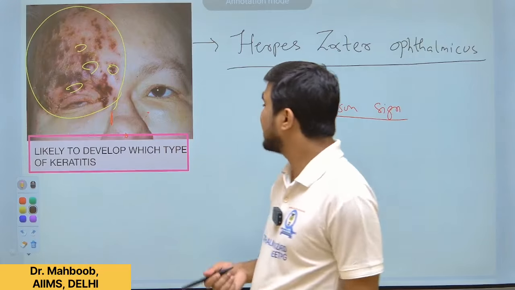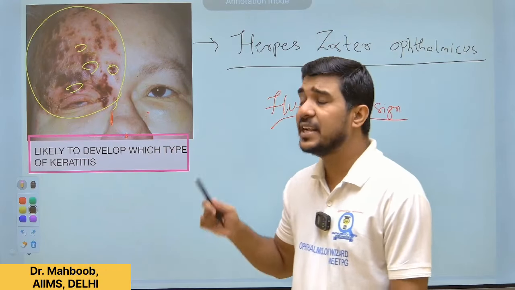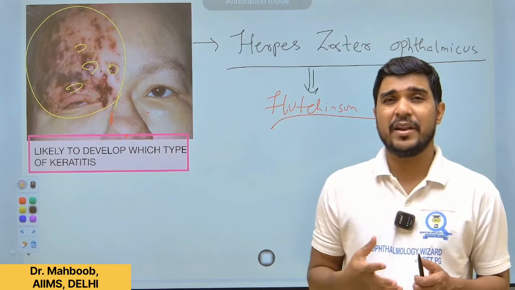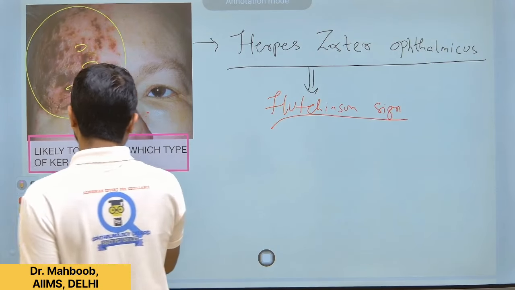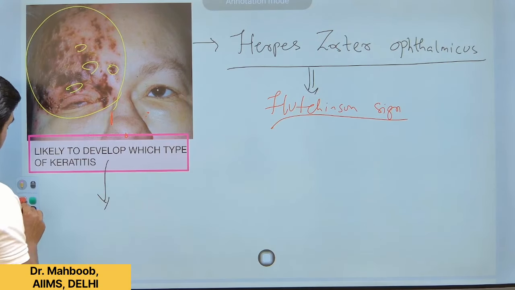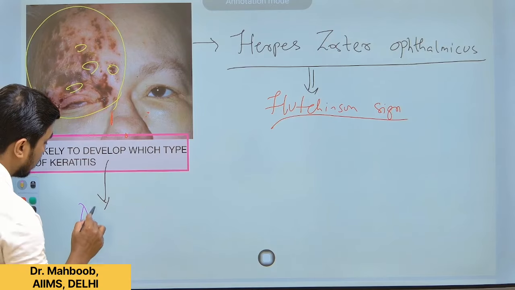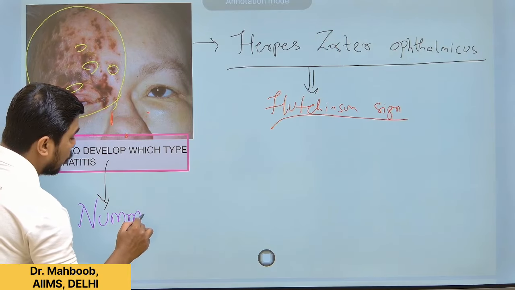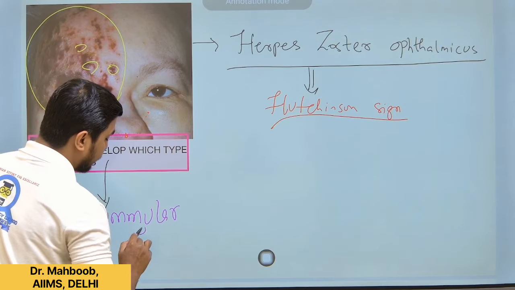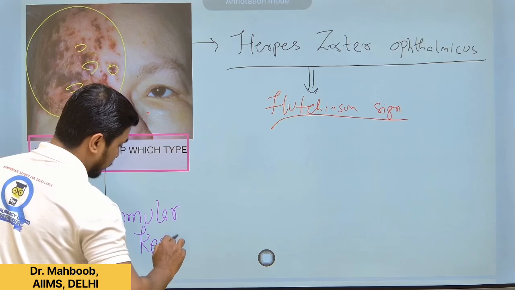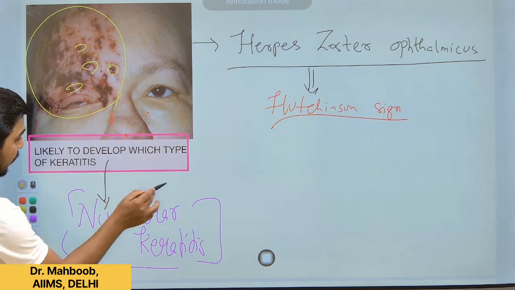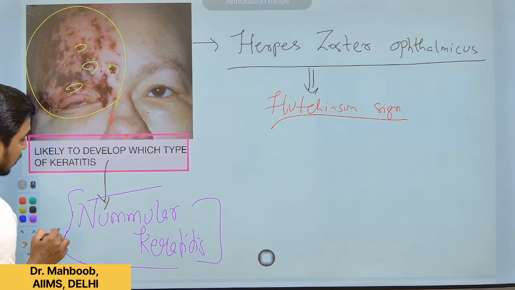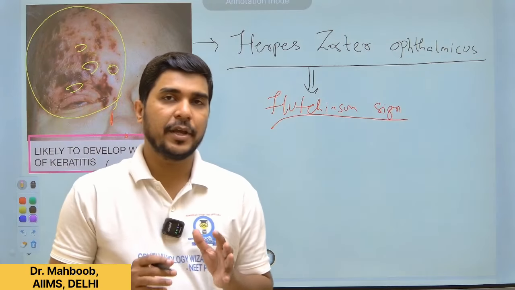Now the question is asking which type of keratitis. Basically this becomes so evident. Then the type of keratitis, the answer will be nummular keratitis. Which type of keratitis? Nummular keratitis will be there. Understood?